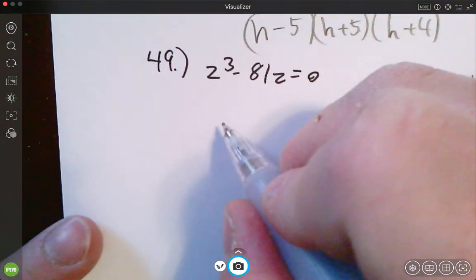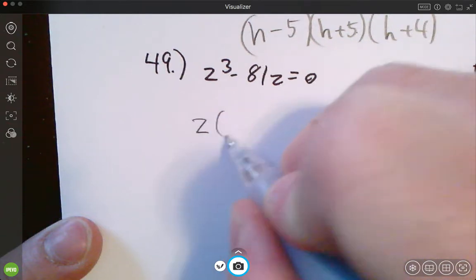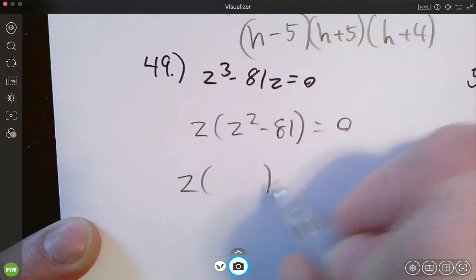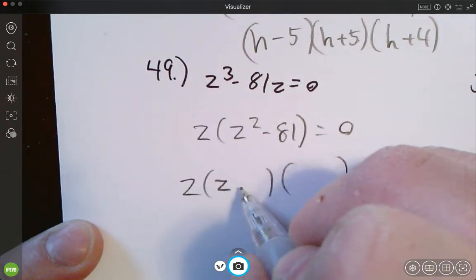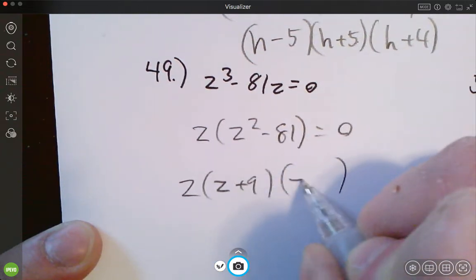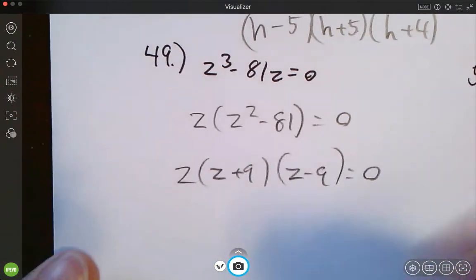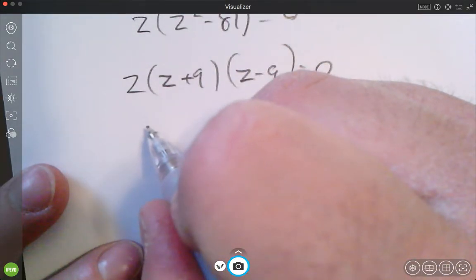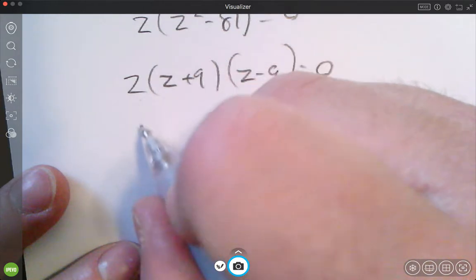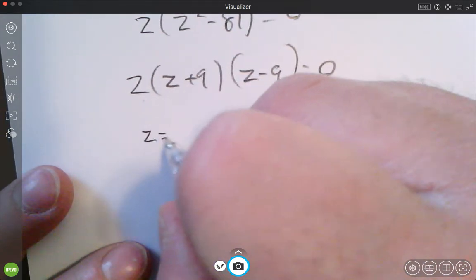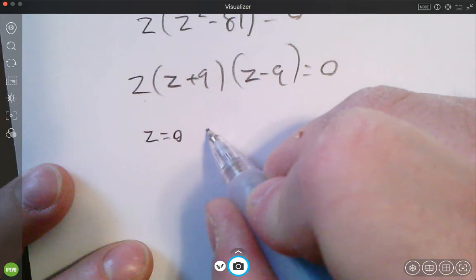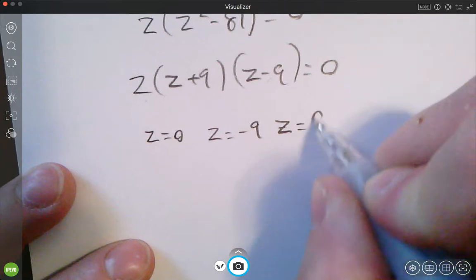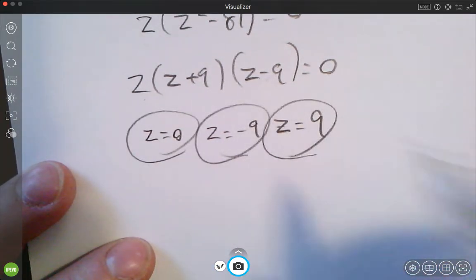So these are the ones that you factor and solve, and then we'll be done with today's video. I factor out a z, and I'm left with z squared minus 81 equals 0. So then this becomes z, z plus 9, z minus 9 equals 0. When you set all three of them equal to 0, your solutions are: z is equal to 0; when this is equal to 0, you get a solution of negative 9; when that's equal to 0, you get a solution of positive 9. So 1, 2, 3 answers there.